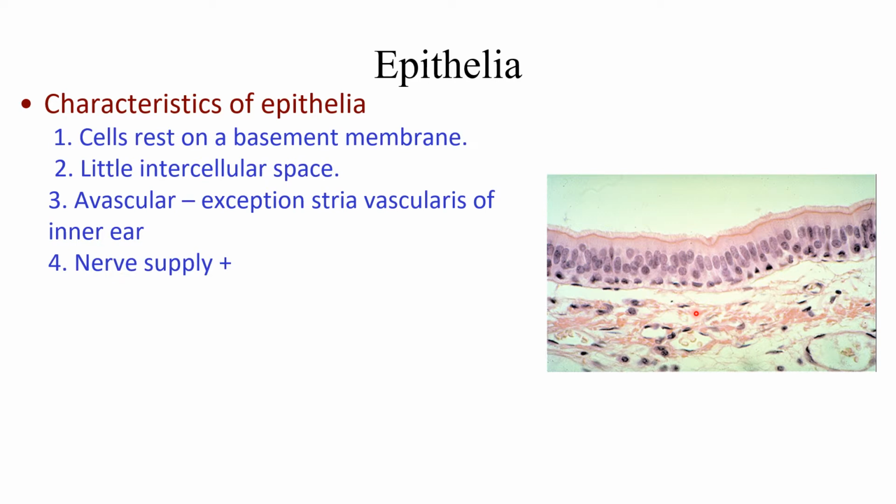And the epithelia have nerve supply. Developmentally, these are derived from the three germ layers. So what are those three germ layers? Ectoderm, endoderm and mesoderm. There are epithelia derived from ectoderm, and there are epithelia derived from endoderm and similarly from mesoderm. For example, skin is ectodermal in origin. The lining epithelium of the gut is endodermal in origin, and the lining of blood vessels is mesodermal in origin.